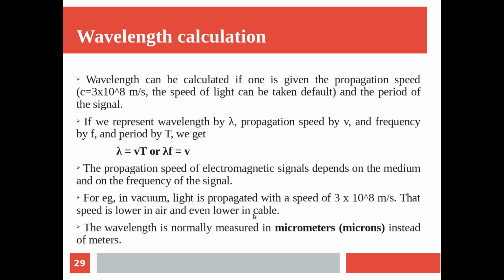The wavelength is normally measured in micrometers, or in short microns. So microns or micrometer is a unit of wavelength, instead of meters, because it is small, how much distance the signal is traveling per time period, right? So that is a small quantity. So you will not be getting that wavelength in meters and all. It is normally measured in micrometers or microns.